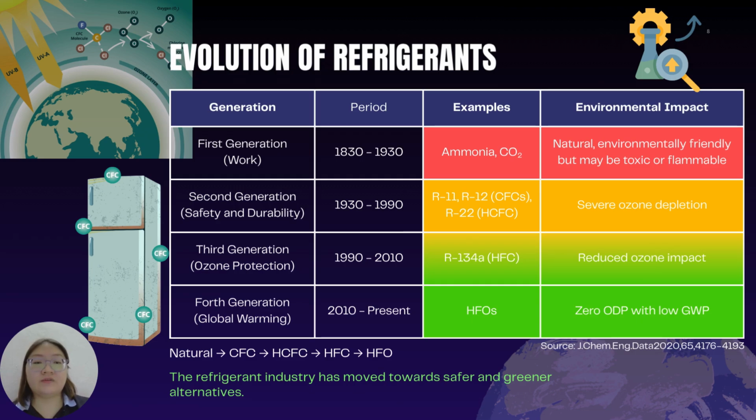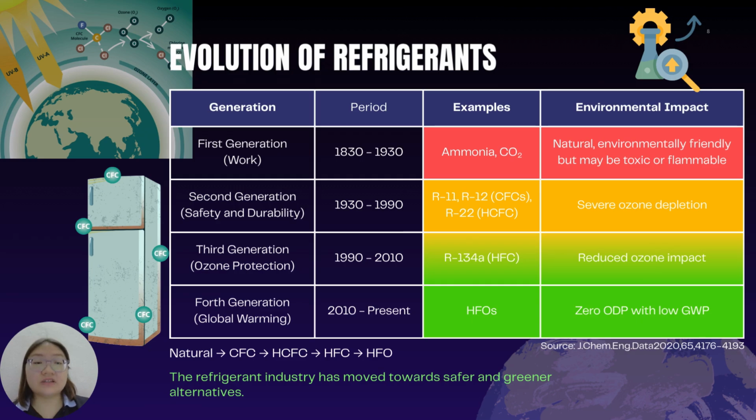The first generation of refrigerants, from 1830 to 1930, focused primarily on substances that simply work and were available. Natural refrigerants such as ammonia and carbon dioxide were commonly used. Although environmentally friendly, some of the natural refrigerants are toxic, flammable, or operated at a high pressure.